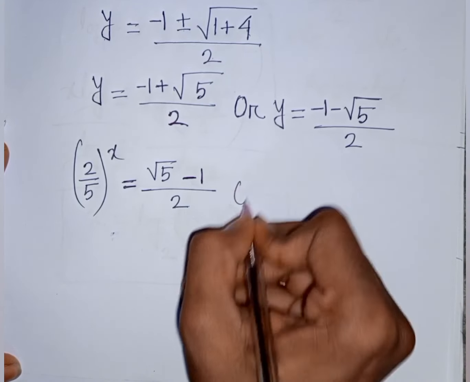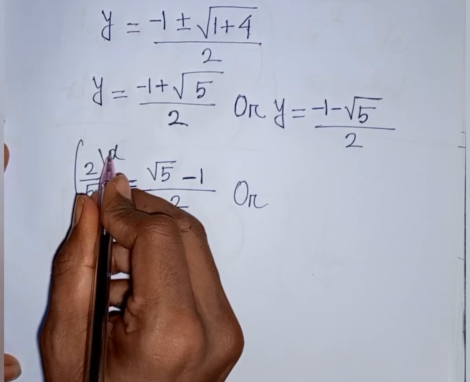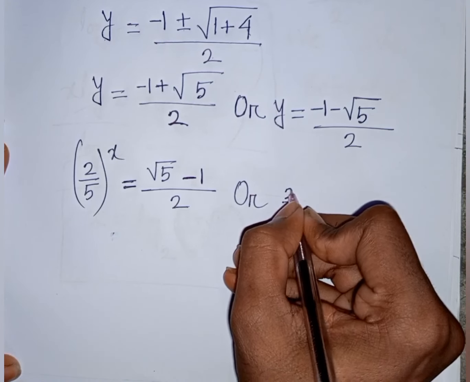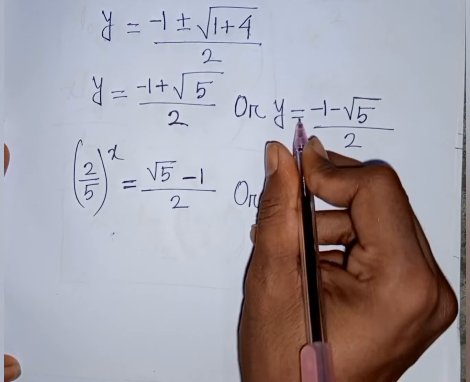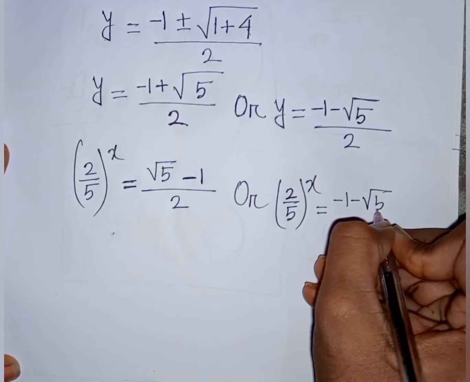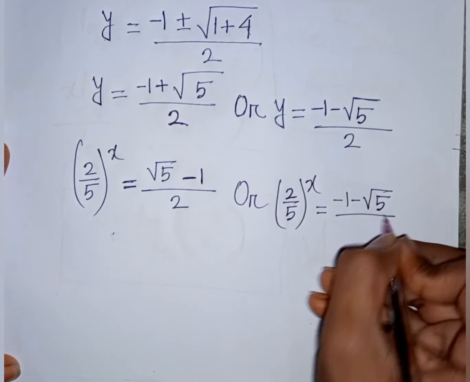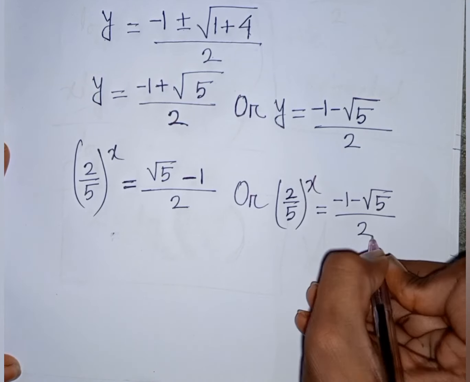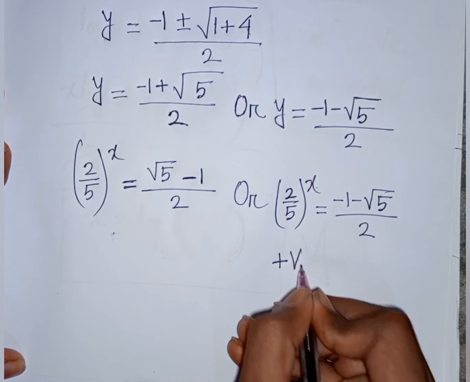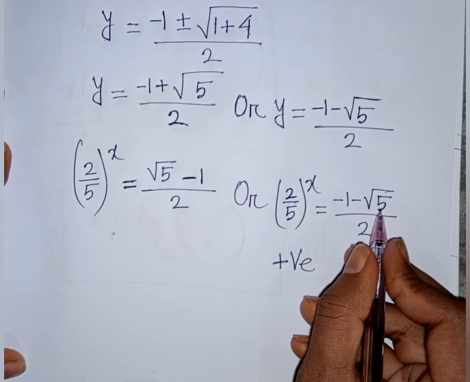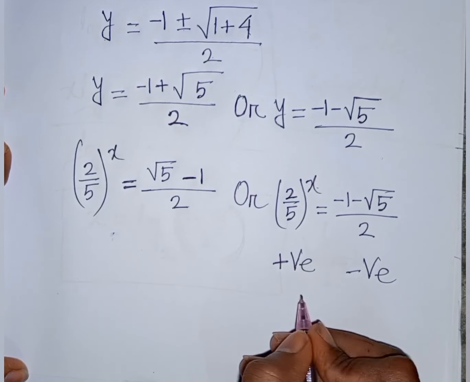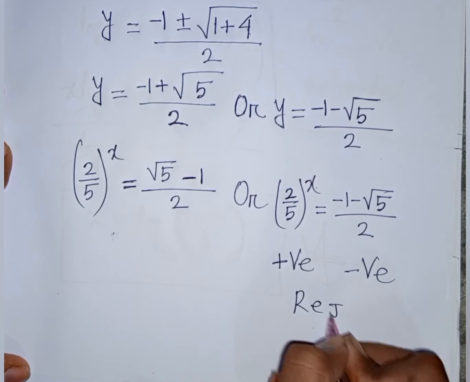Then for y, that means (2/5)^x is equal to minus 1 minus a square root of 5 divided by 2. Now we see (2/5) to the power of any number is always positive, but minus 1 minus a square root of 5 divided by 2 must be negative. So positive cannot be equal to negative, so this is rejected.